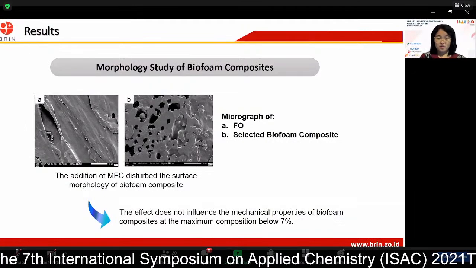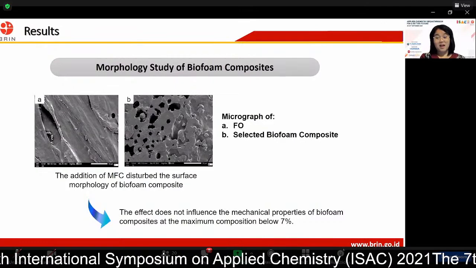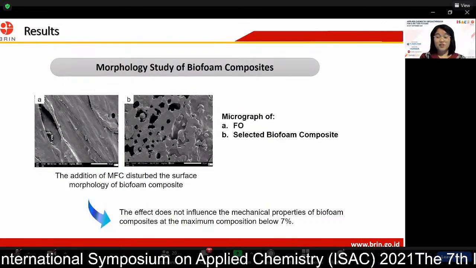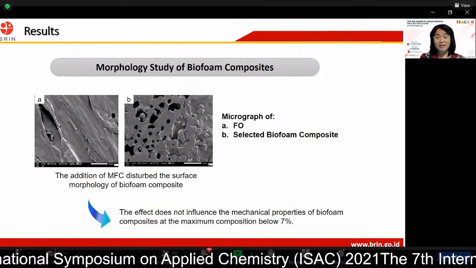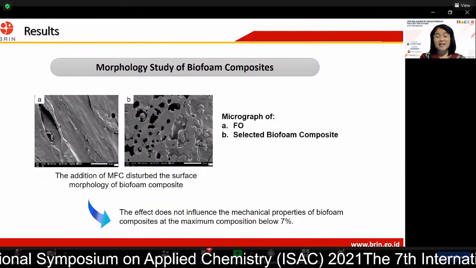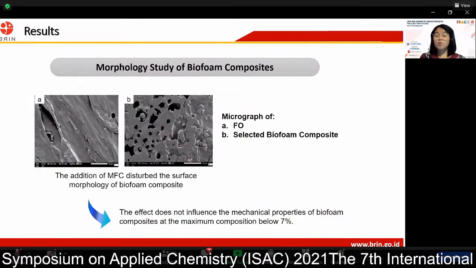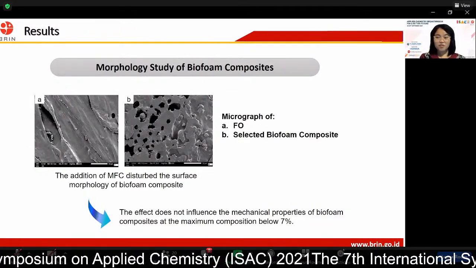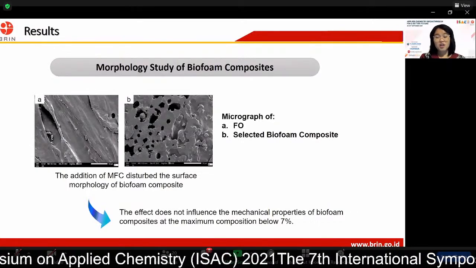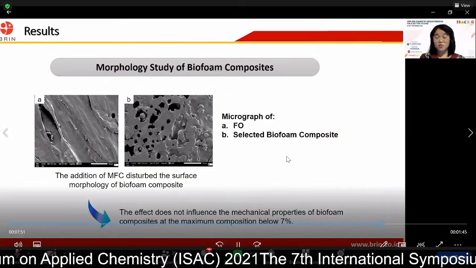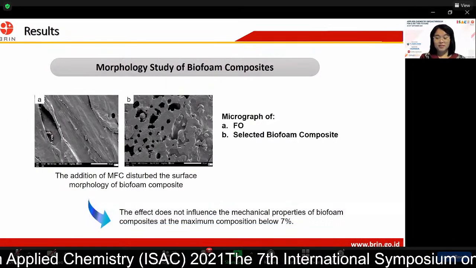However, it is interesting to note that this influence does not affect the mechanical properties of the biofoam. It is shown that microfiber cellulose, as a strong mechanical reinforcing filler, can significantly enhance the mechanical properties despite the inhomogeneous morphology on the surface of the biofoam composite, perhaps due to the non-homogeneous blending process, which we may further improve.